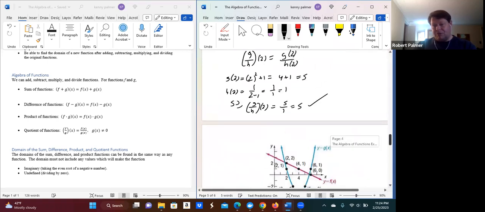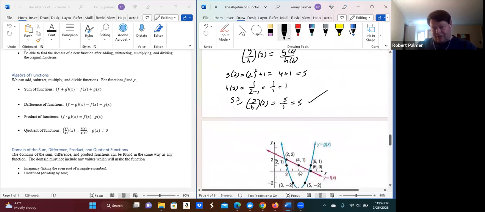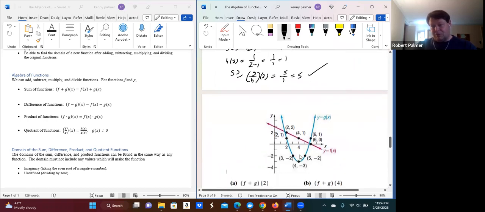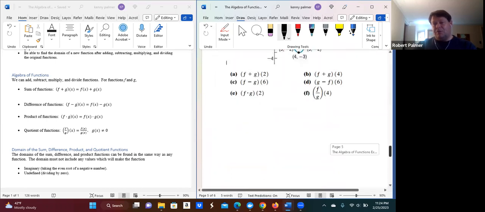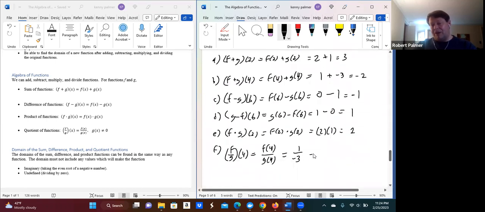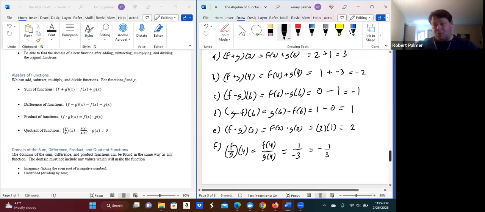Double check that again if you need to. When x is 4, f is 1. And when x is 4, g is negative 3. Of course, you can't just leave it like that, or if you put a little negative out front, that's perfectly fine too. Now, if we did the reciprocal of this, g divided by f of 4, we would find its reciprocal. So it would actually be negative 3 over 1. Okay? All right, let's take a look at one more topic.